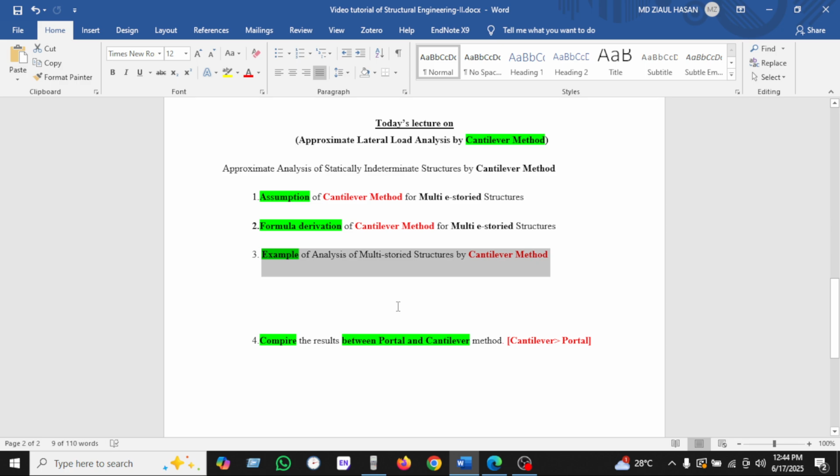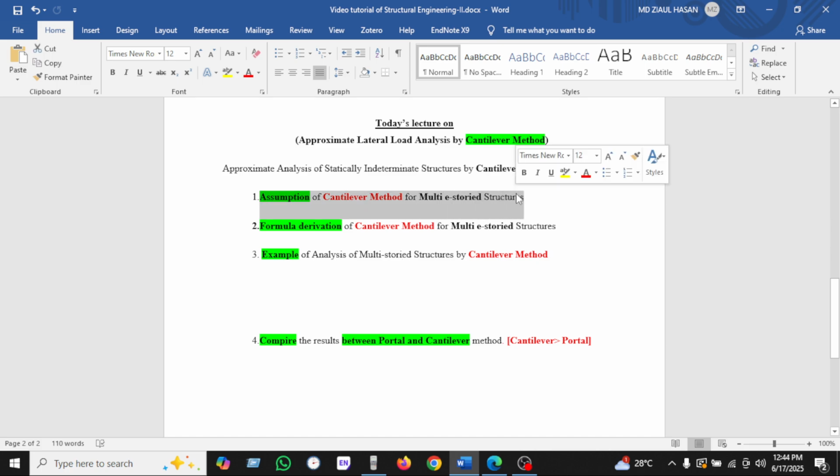by cantilever method. And last, I will try to compare the results between the portal method and the cantilever method, as I have seen that in most cases the shear force and bending moment values in the cantilever method are greater than in the portal method. Okay, I'll show all of this. So let's see the first assumption. First topic, which is the assumption of the cantilever method for multi-story buildings.